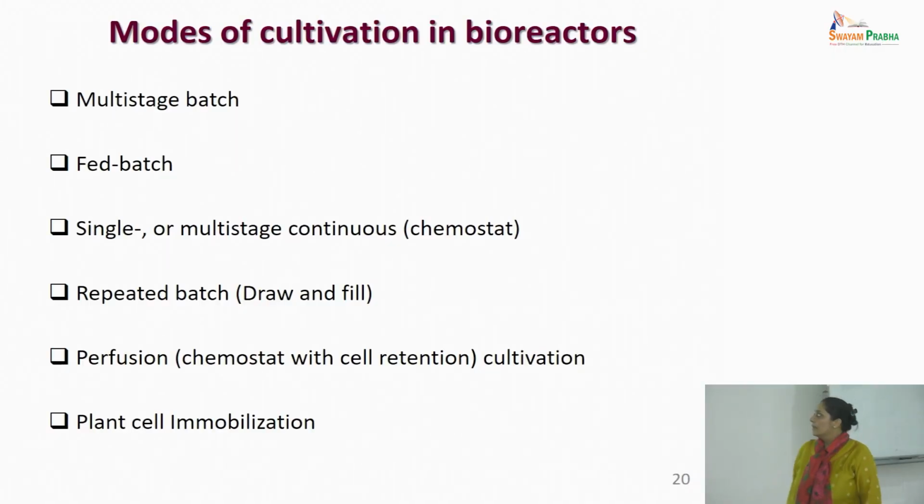What are the different modes of cultivation which can happen in the reactor? You can do multi-stage batch, you can do fed batch, you can do multi-stage continuous, you can do repeated batch. That is what somebody was indicating as fill and draw type of a system. Perfusion reactors, which is nothing but your cell recycle. So these terminologies and strategies remain the same for any fermentation system, be it microbial system, be it plant cell system, but some optimization of the parameters might be required, which is specific to the culture system on which you are working.